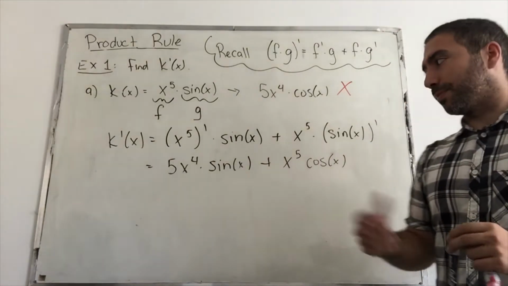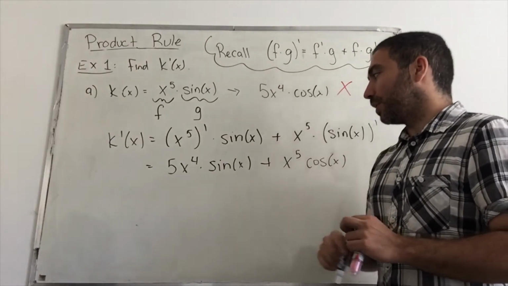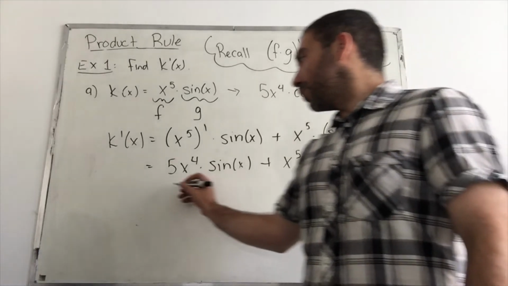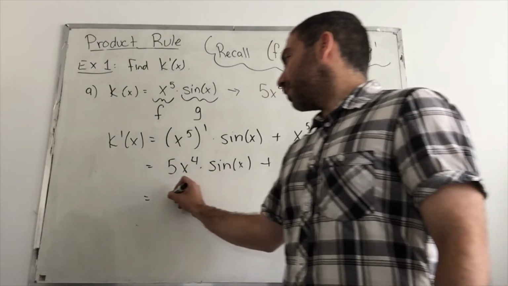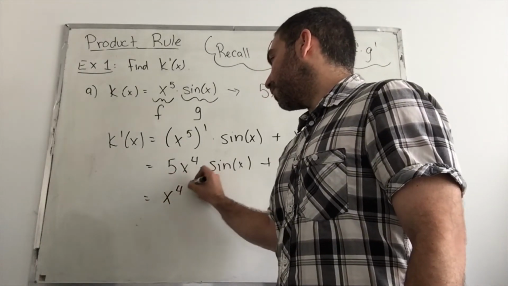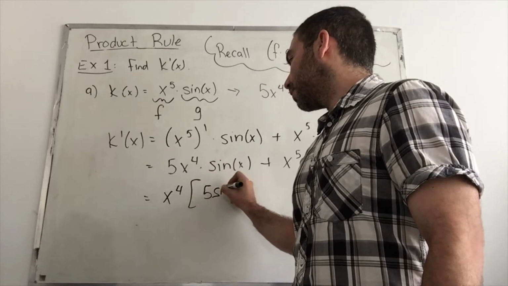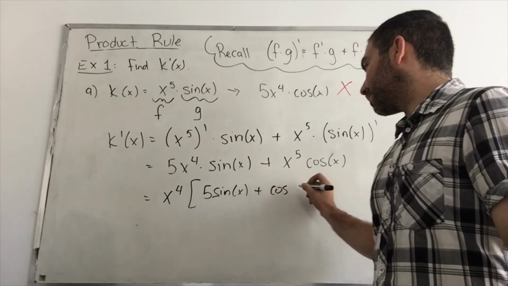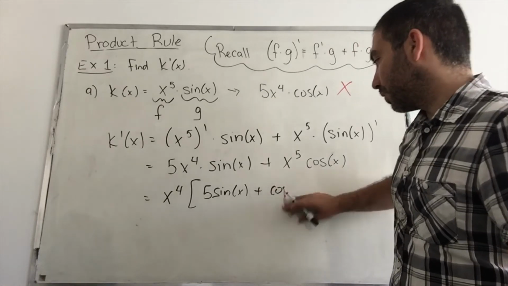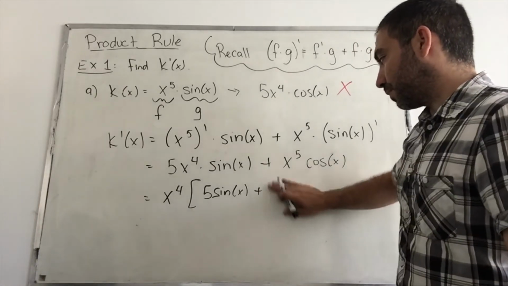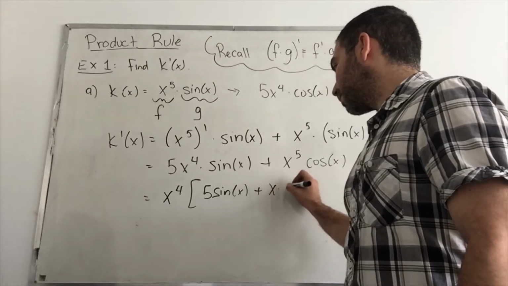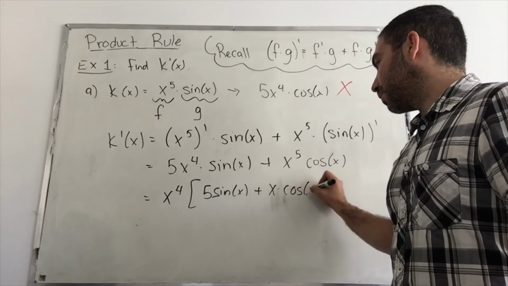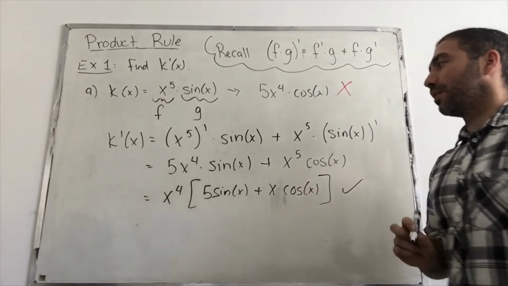If it asks you to simplify, one extra step that you could do is find the GCF of both these terms. The most you could pull out is an x to the 4. So if we remove x to the 4, then we're left with 5 sine x plus, oh sorry, plus x cos x. Because we removed 4 of them, we have 5, so there's 1 left. And this is the answer.